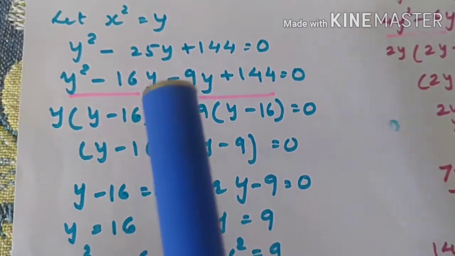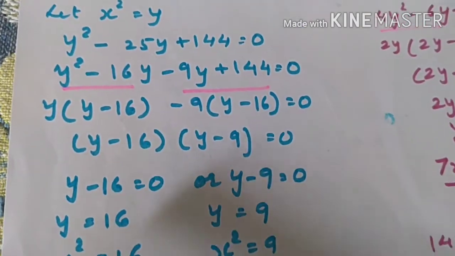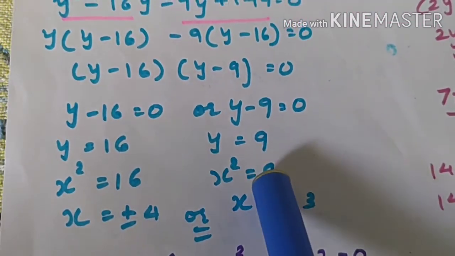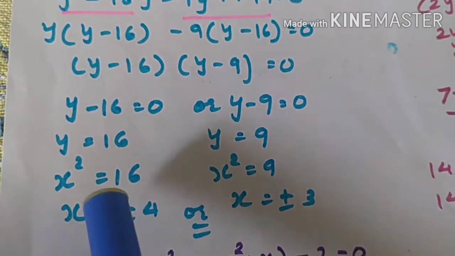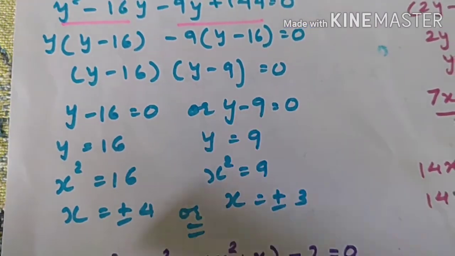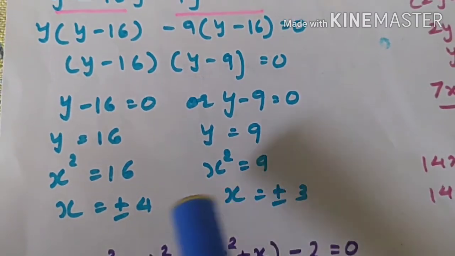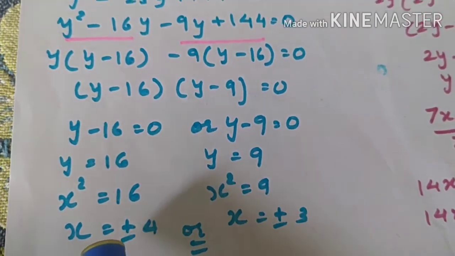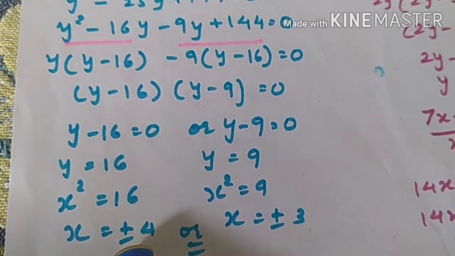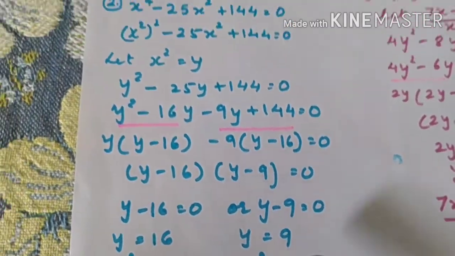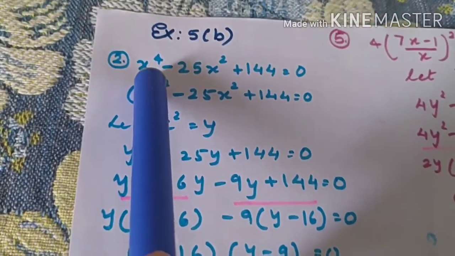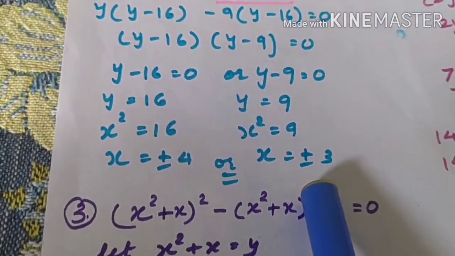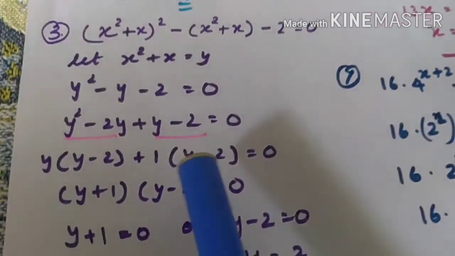Now again replacing the value, what we have taken is y, x square. So I am placing here x square is equal to 16, x square is equal to 9. So taking the square root on both sides, x is equal to plus or minus 4, x is equal to plus or minus 3. Here we get 4 roots: plus 4, minus 4, plus 3, minus 3. You can see the power of the equation is 4. It means here we get 4 roots. Okay, now move on to the next question, 3.